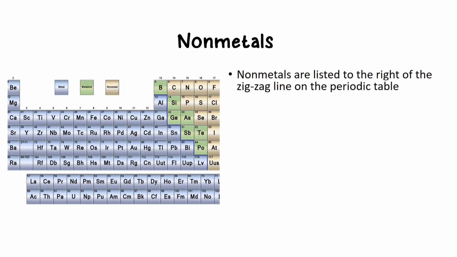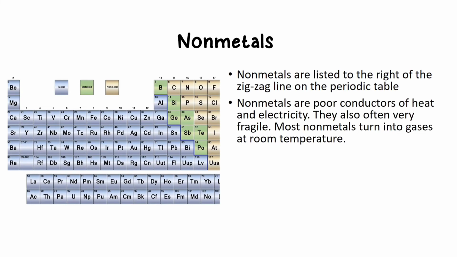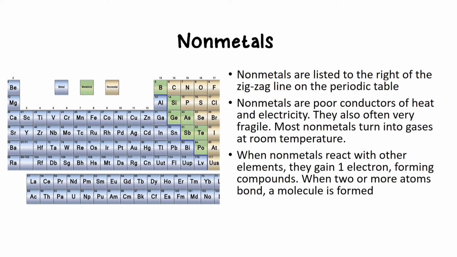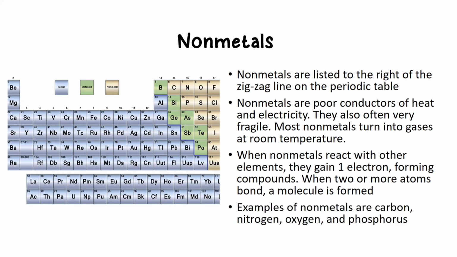Nonmetals. Nonmetals are listed to the right of the zigzag line on the periodic table. Nonmetals are poor conductors of heat and electricity. They can also often be very fragile. Most nonmetals turn into gases at room temperature. When nonmetals react with other elements, they gain one electron, forming compounds. When two or more atoms bond, a molecule is formed. Examples of nonmetals are carbon, nitrogen, oxygen, and phosphorus.